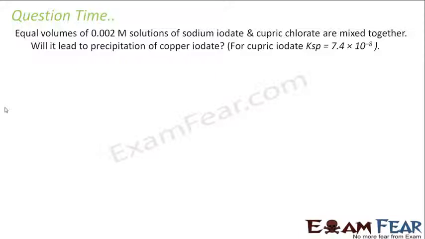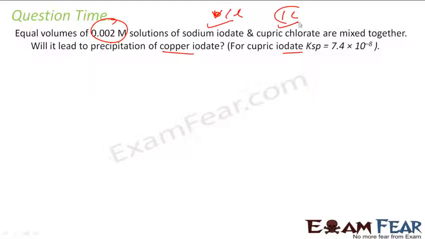We'll take some questions here. It's a very good question. It says that equal volumes of 0.002 M solutions of sodium iodate and cupric chlorate are mixed. Will it lead to precipitation of cupric iodate? And for cupric iodate, Ksp is given. First thing we should note is, let's suppose 1 liter of sodium iodate and 1 liter of cupric chlorate is mixed. So we see the volume is doubled. Since the volume is double, the molar concentration will become half, because the number of moles of sodium iodate is the same, but the volume is double.